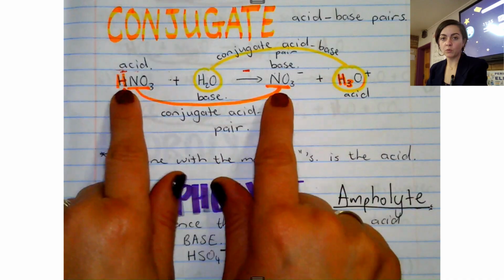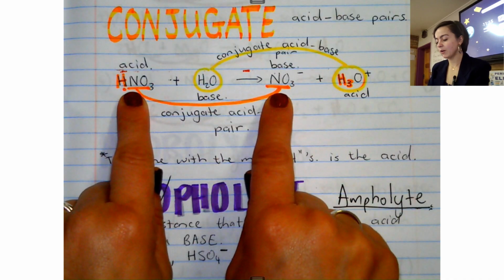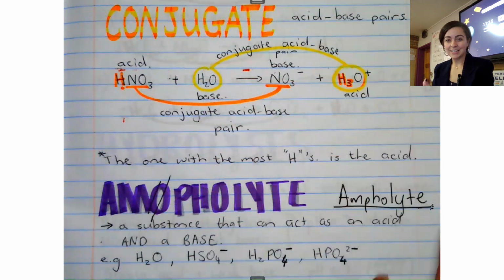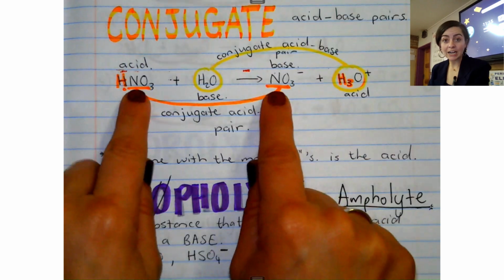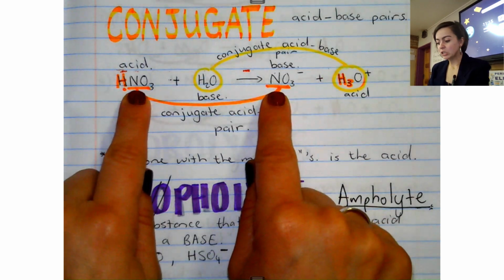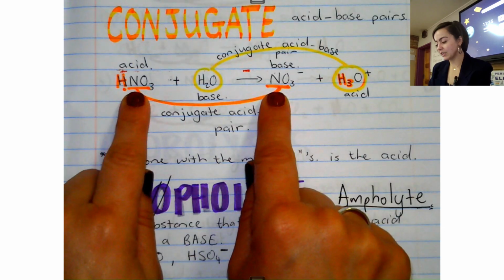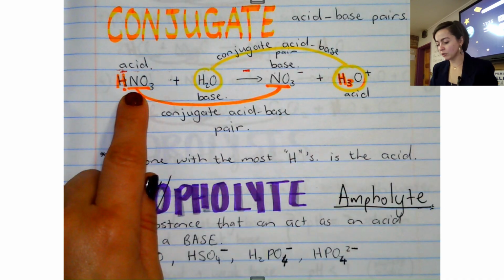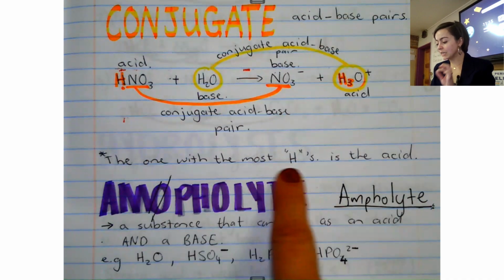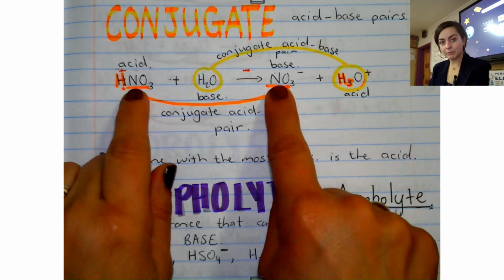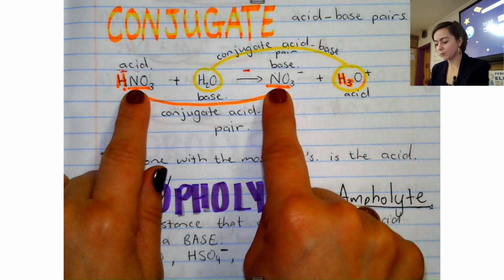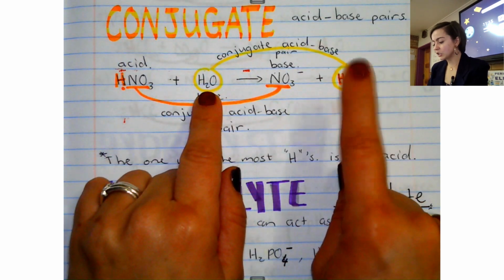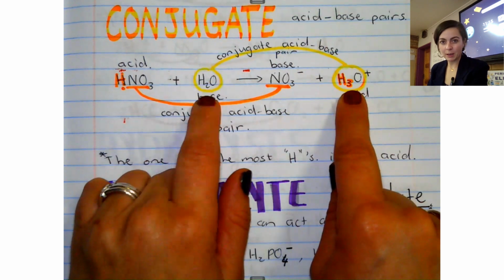Now, how to identify which one is the acid in my pair and which one is the base in my pair. In all cases, it's the one that has the most hydrogen between the two. So here it's HNO3, whereas here it's only NO3. The one that has the most hydrogens, I also wrote it there, the one with the most H's is the acid. So this one's going to be my acid and this one's going to be my base. All right. Here's my other pair. Which one has the most hydrogens? This one does. So this will be my acid and this will be my base.